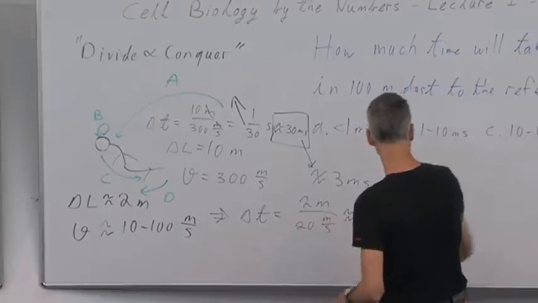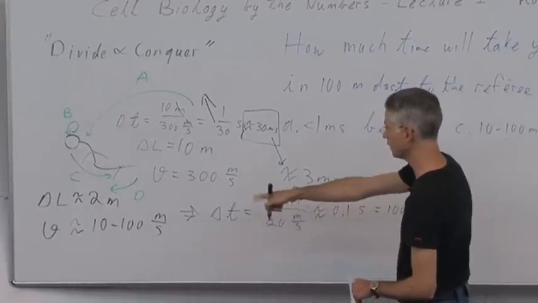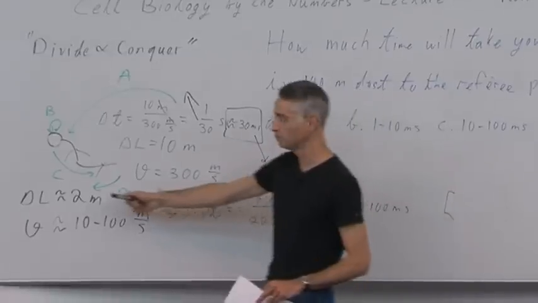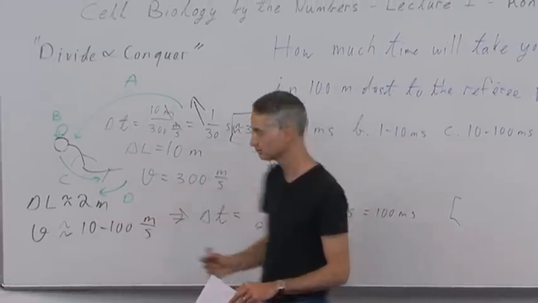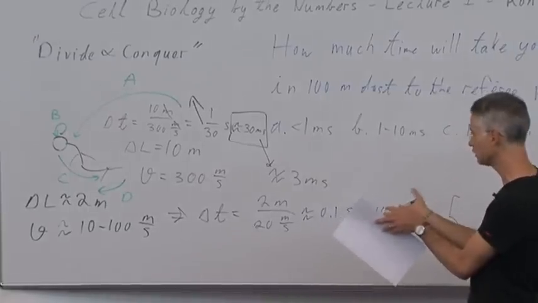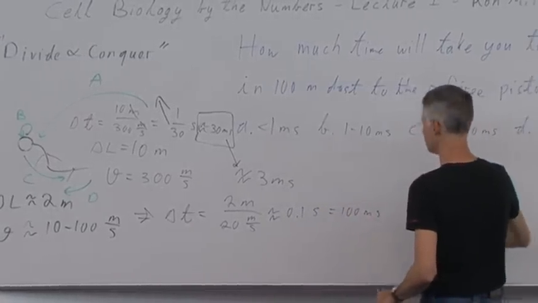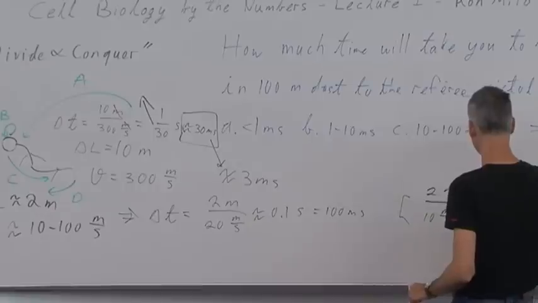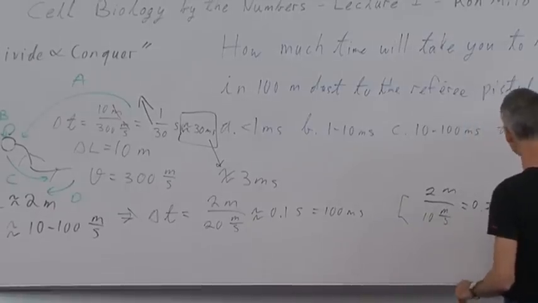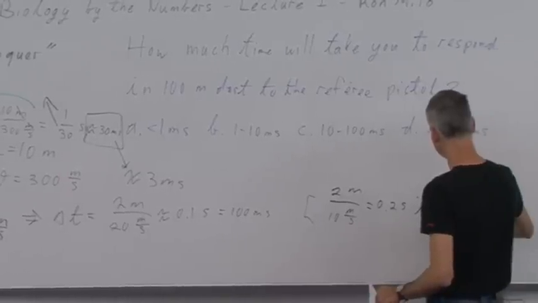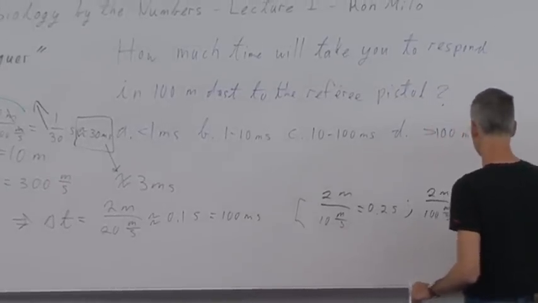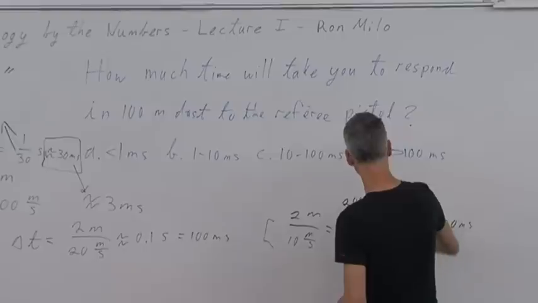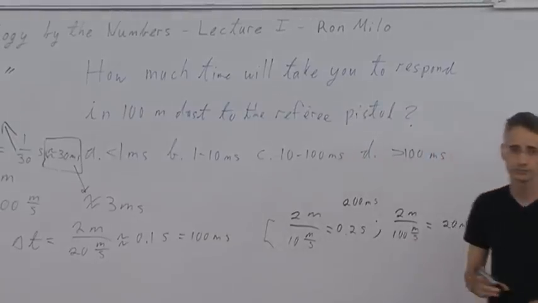If I was looking at the whole range, I would get something between what? If I took 10 meters per second, then for 2 meters, that would give me what? 50. So I can just start looking at each of the cases. If I have 2 meters divided by 10 meters per second, I'm getting 0.2 seconds. On the other hand, if I was taking 2 meters and dividing it by 100 meters per second, I'd be getting 20 milliseconds. So somewhere between 200 milliseconds and 20 milliseconds. Okay, does that make sense?